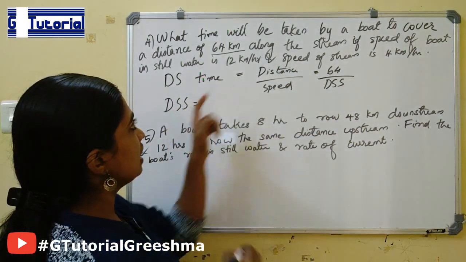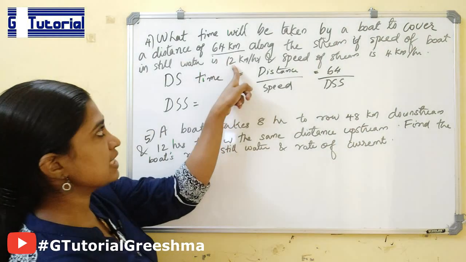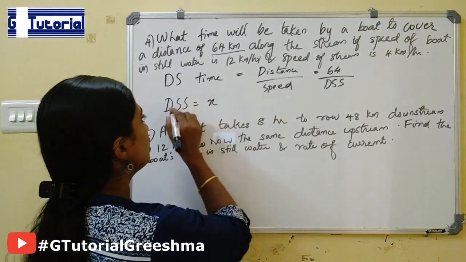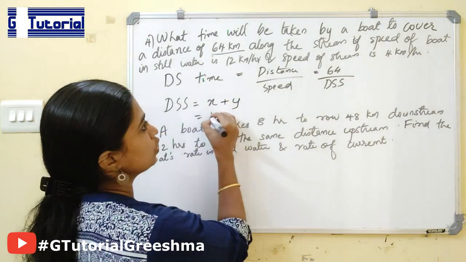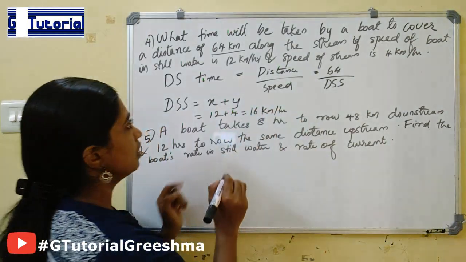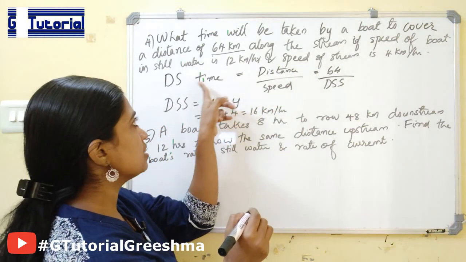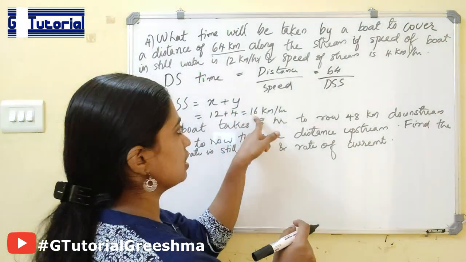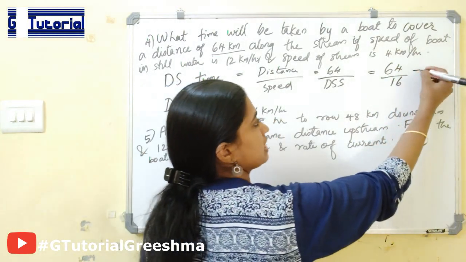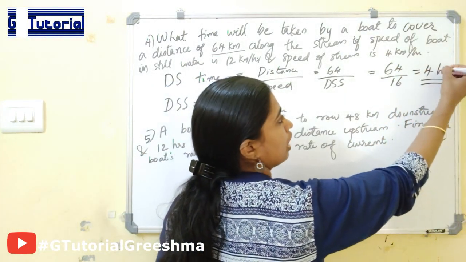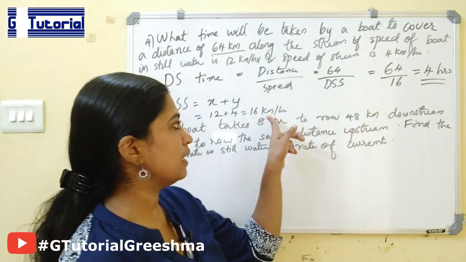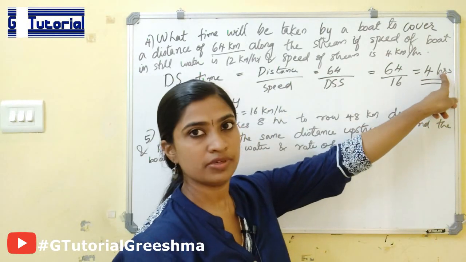Downstream speed is, here we are given the speed of boat, that is x is given and stream speed is also given. So downstream speed is x plus y, that is 12 plus 4, which is 16 km per hour. So we can find the time, that is time to move in the downstream direction. So this is the speed, this is distance. So 64 by 16, which is 4. So 4 hours is the required time. Because distance is in kilometer and the speed is in kilometer per hour, the time is in hours.